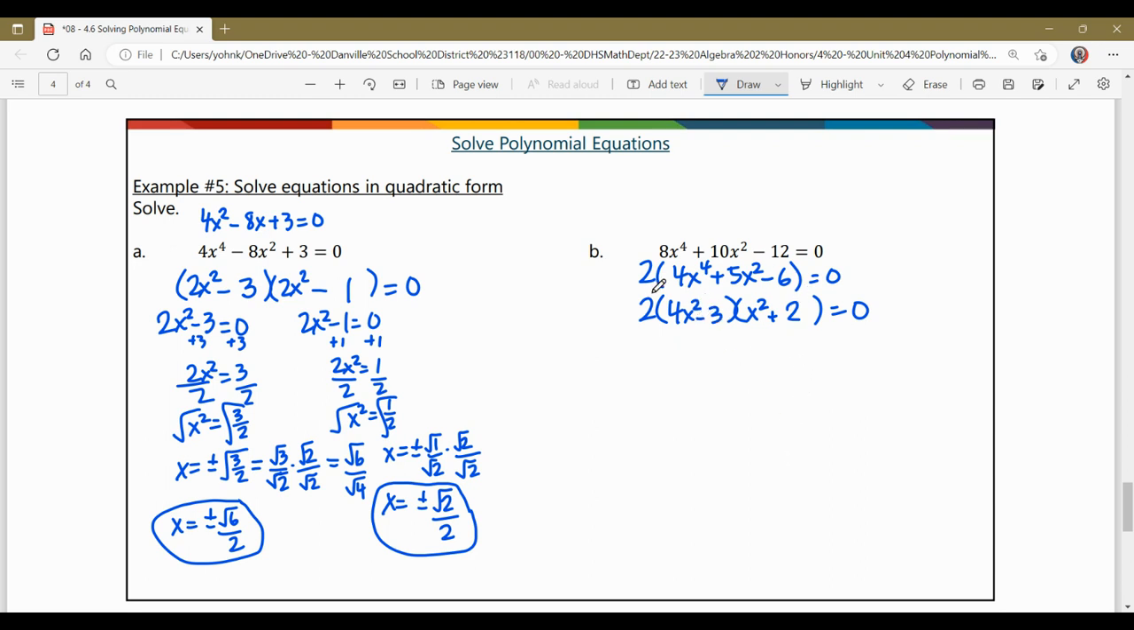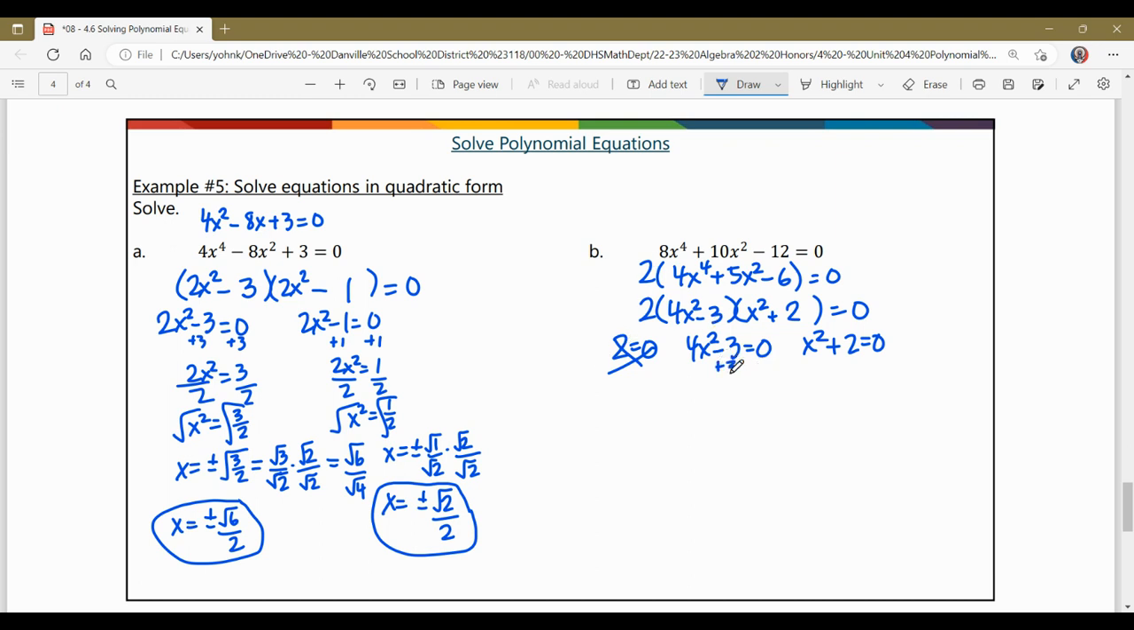So check it. On the outside, I get 8x squared. On the inside, I get negative 3x squared. So that gives me 5x squared. Now I set each of them equal to 0. Now 2 equals 0 doesn't mean anything, so I can ignore that. If it doesn't have a letter, it doesn't have an answer.